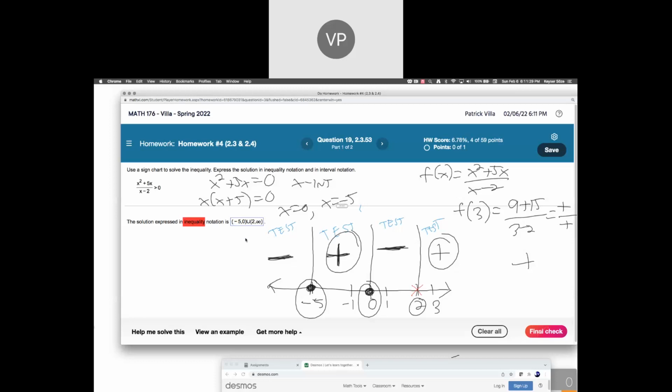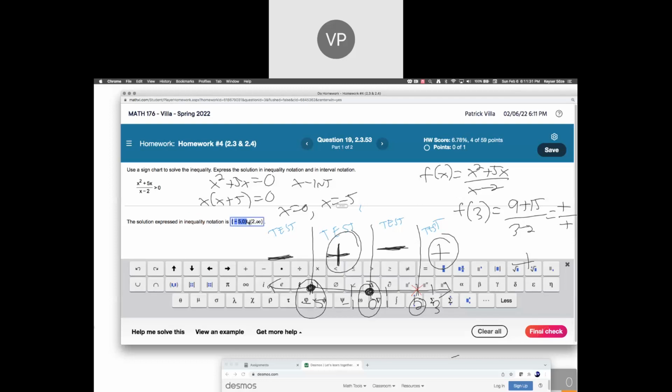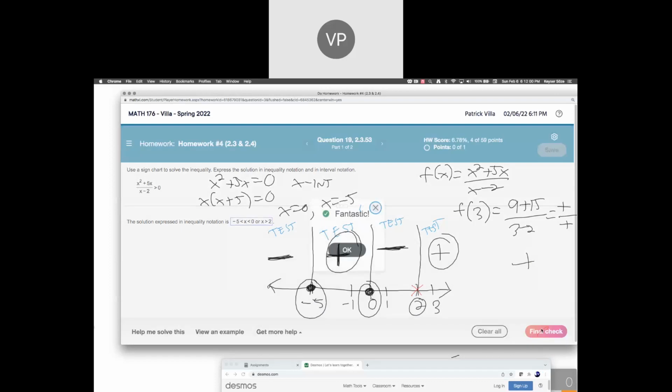So inequality notation is going to be where they say x is in between, -5 less than x less than 0, like that. Or, I don't know, there's an or symbol. Sometimes they use an or symbol, sometimes they don't. Or x is greater than 2. That'll tell us our answer. It's the same answer, but there we finally get it. But it's an inequality notation.